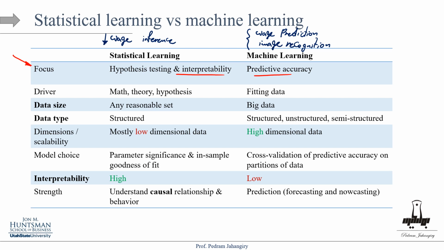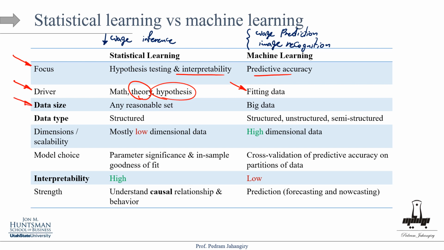For the statistical learning, what are the drivers? The drivers are math, sometimes theory, and most of the times hypothesis, right? So you have an idea, you want to test that idea, you have some hypothesis. So you come up with a model and you try to see what's the relationship between variables. In machine learning, it's all about fitting the data, right? Give me some data and I'm going to tell you what's the relationship between variables. And not necessarily am I interested in making those inferences, but I will tell you what are the predictions, right?